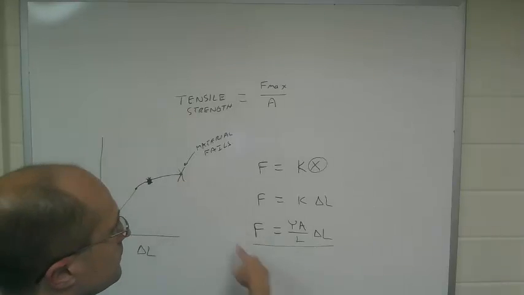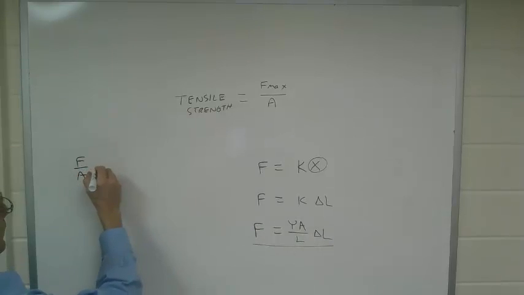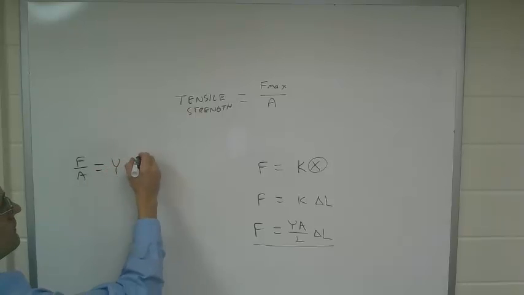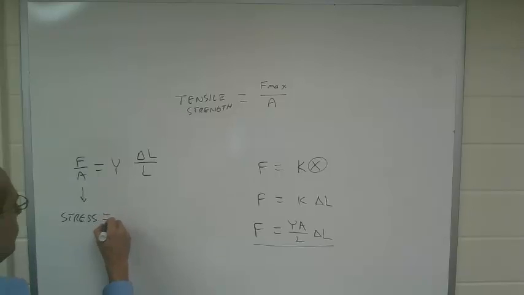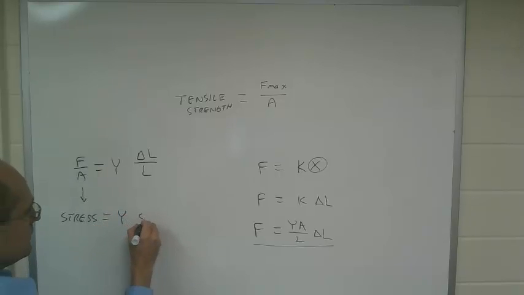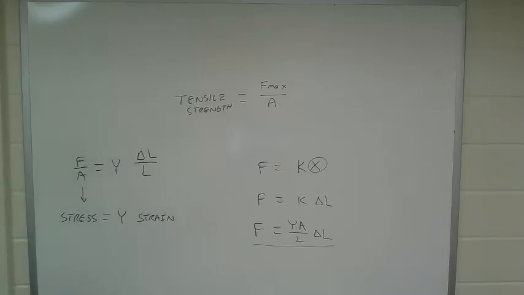Now, another way to look at this relationship is the following: F over A equals Y times delta L over L. We'll just move the L under the delta L. And F over A, this is called the stress. It's how much force you apply to your material. Y is still the Young's modulus, and over here, delta L over L is defined as the strain. So what we see is we have stress equals Y times the strain.